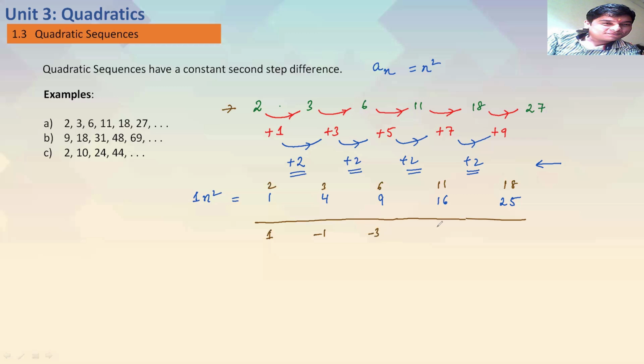Very good. 11 minus 16 is -5. And this is -7, right? Very good. Now find out the difference between these two. What is the difference? -2, -2, okay? -3 plus 1.